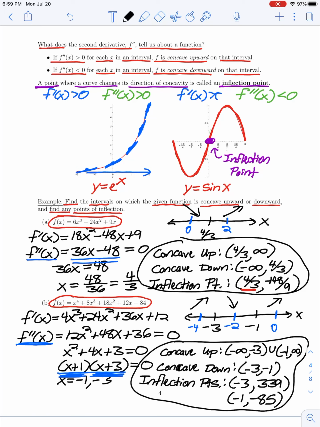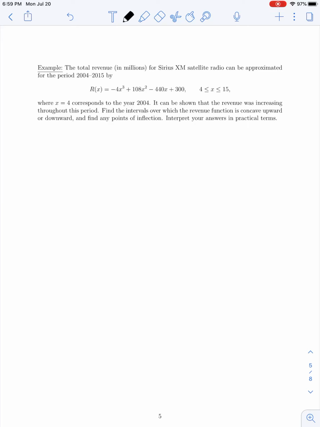As a geometric interpretation, the second derivative tells us the concavity, or the shape of the graph of our function. Is it opening upward or downward? So now let's consider some applications of concavity.